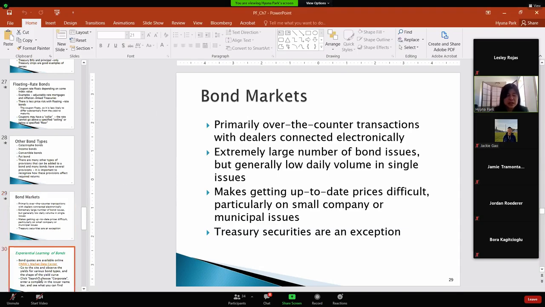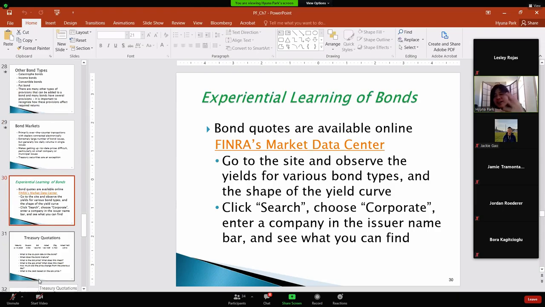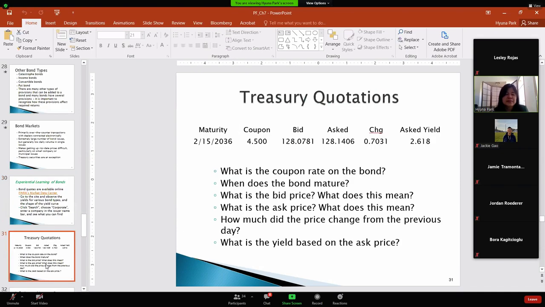If you are interested in learning more about actual market data, the FinLodge Market Data Center website is a very good source of bond information. I provided a link, or you can Google FinLodge. And the next slide shows how to read Treasury quotations.